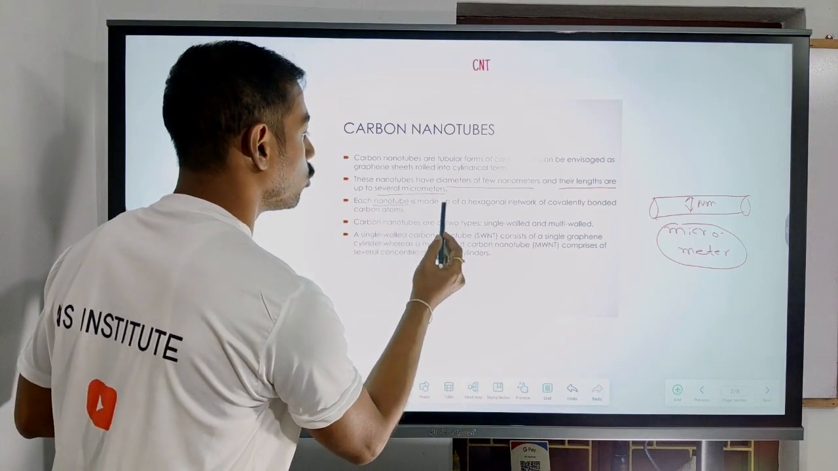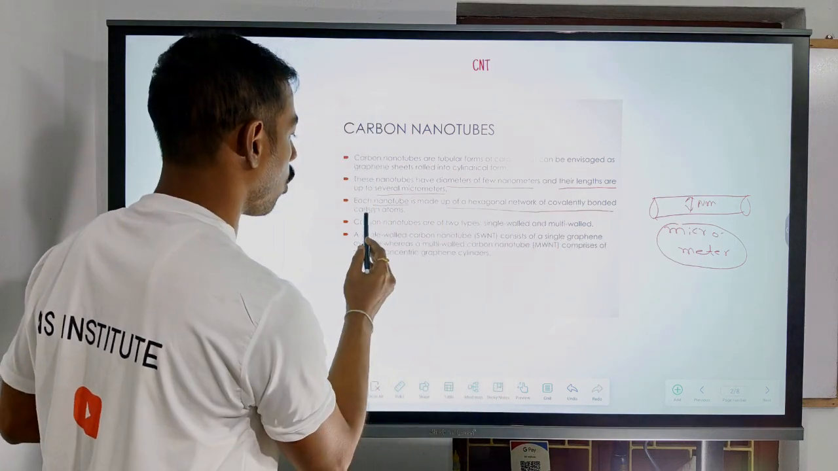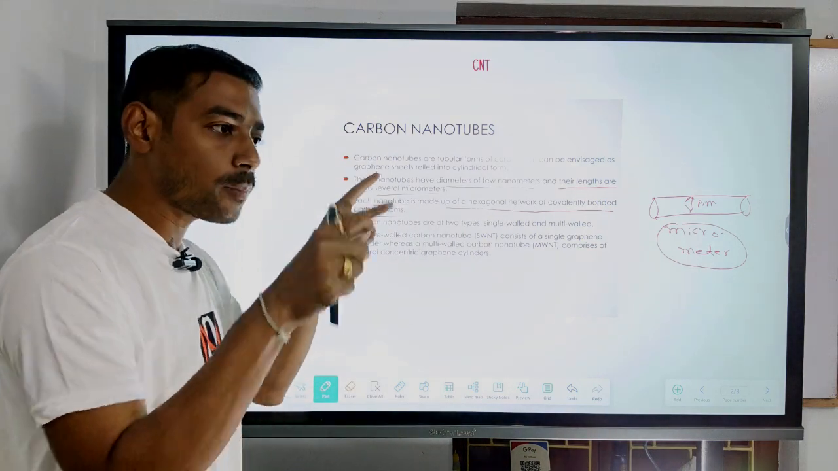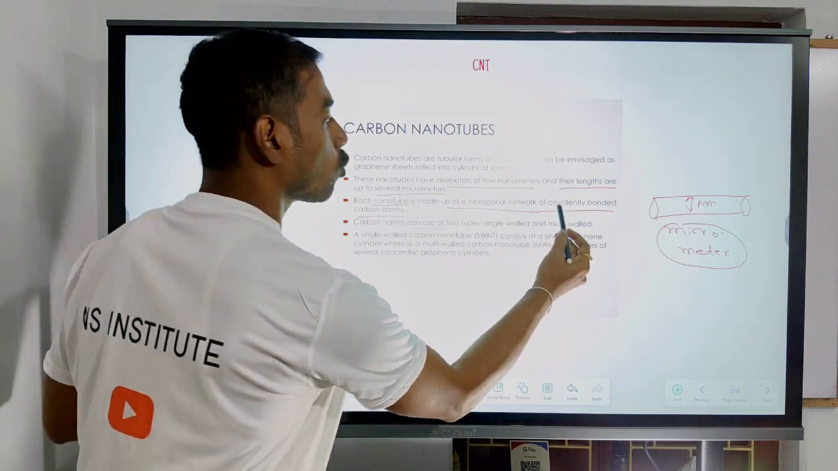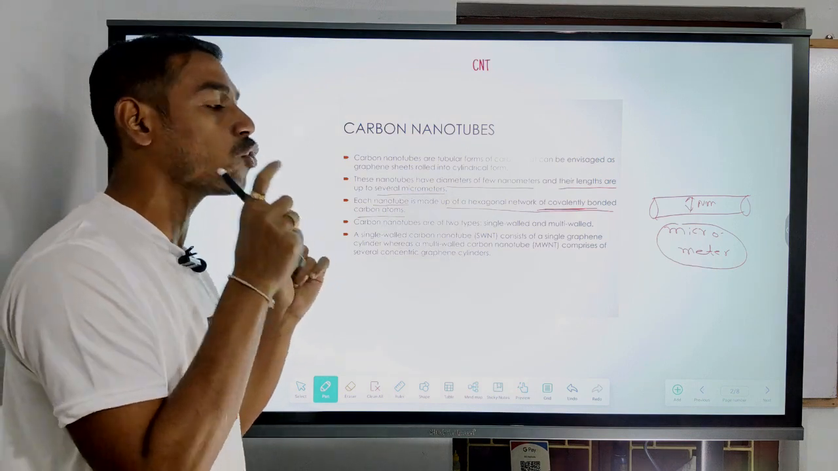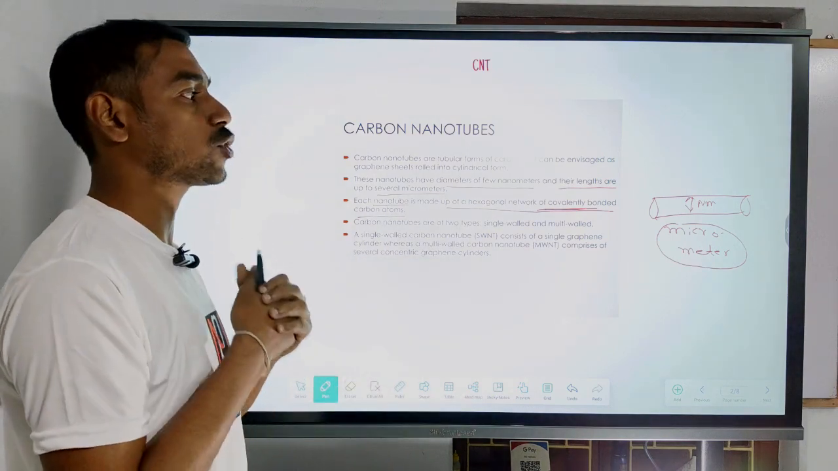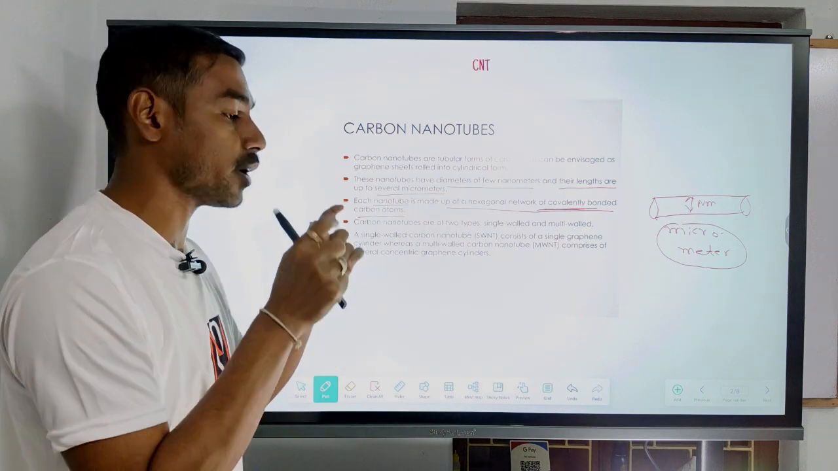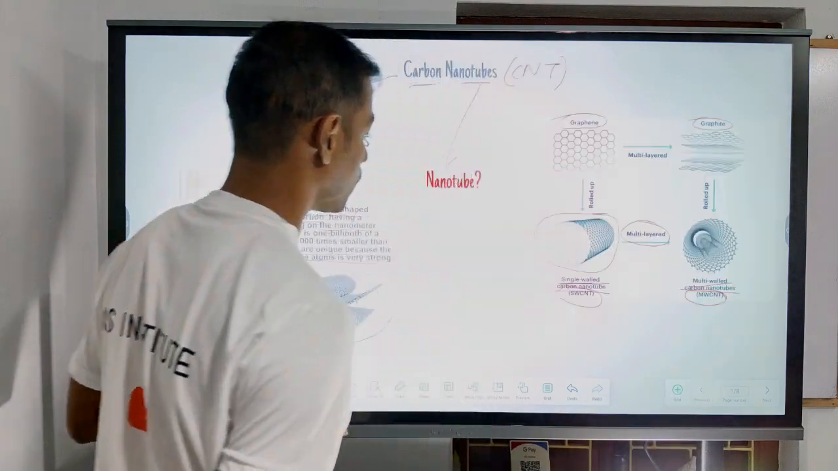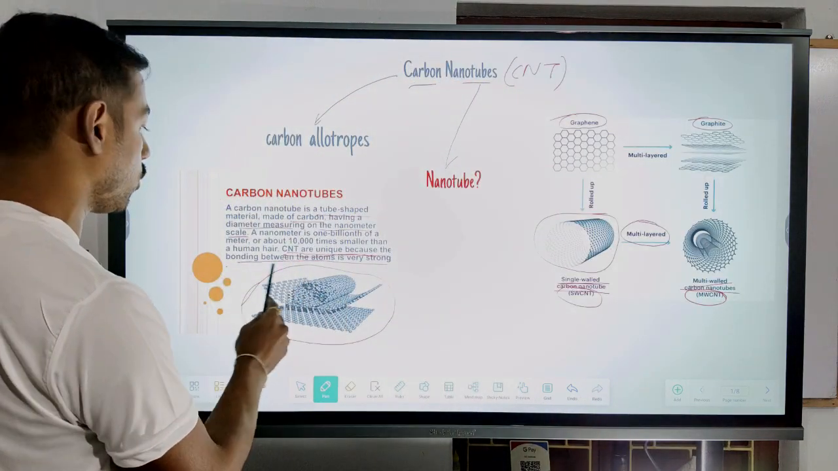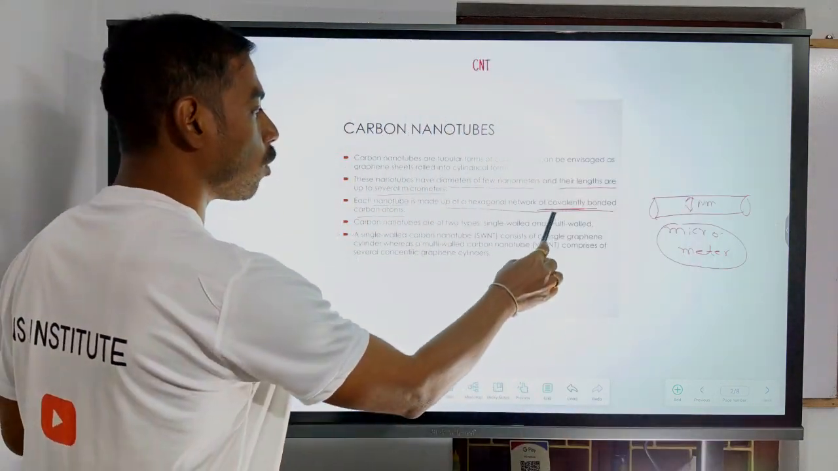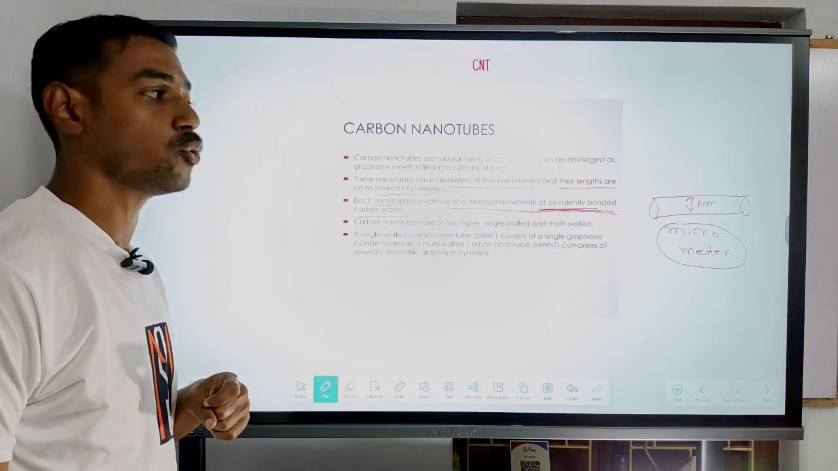Now each nanotube is made up of a hexagonal network of covalently bonded carbon atoms. So basically the bond between each of the carbon atoms is a covalent bond. That's why it has that unique property that these carbon-carbon bonds are very strong. Whatever we have learned in the first slide, CNTs are unique because the bonding between the atoms is very strong. Why are these bonds very strong? Because they are covalently bonded to each other.